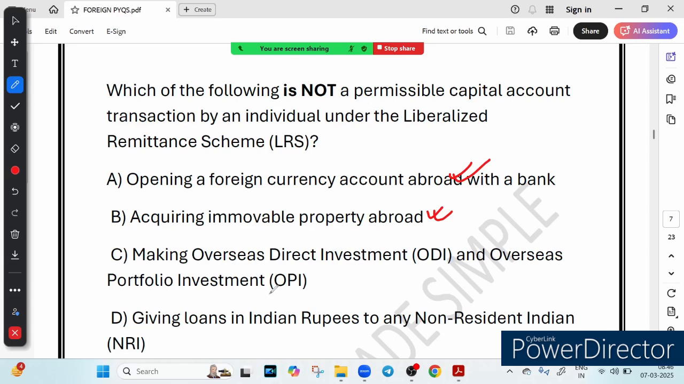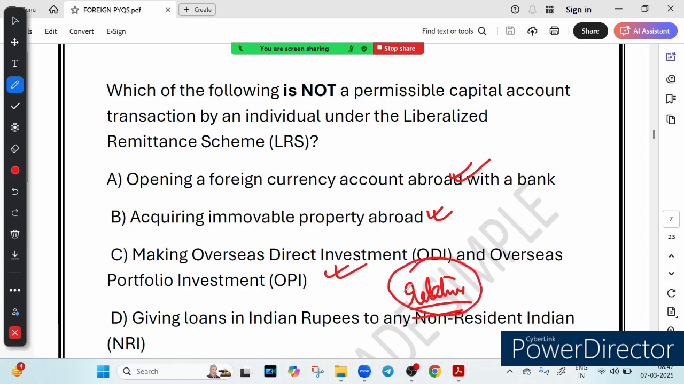So this is where the rule gets specific. This option is also correct. LRS permits individuals to invest in overseas business or financial assets like shares and mutual funds. And option number D, giving a loan in Indian rupees to any NRI. Yes, this is where the rule gets specific. A loan can only be extended to NRIs who are relatives. So only to those NRIs who are relatives can a loan be extended, as defined under the Companies Act. So a relative must be as defined under the Companies Act, and only to those relatives can a loan be extended.